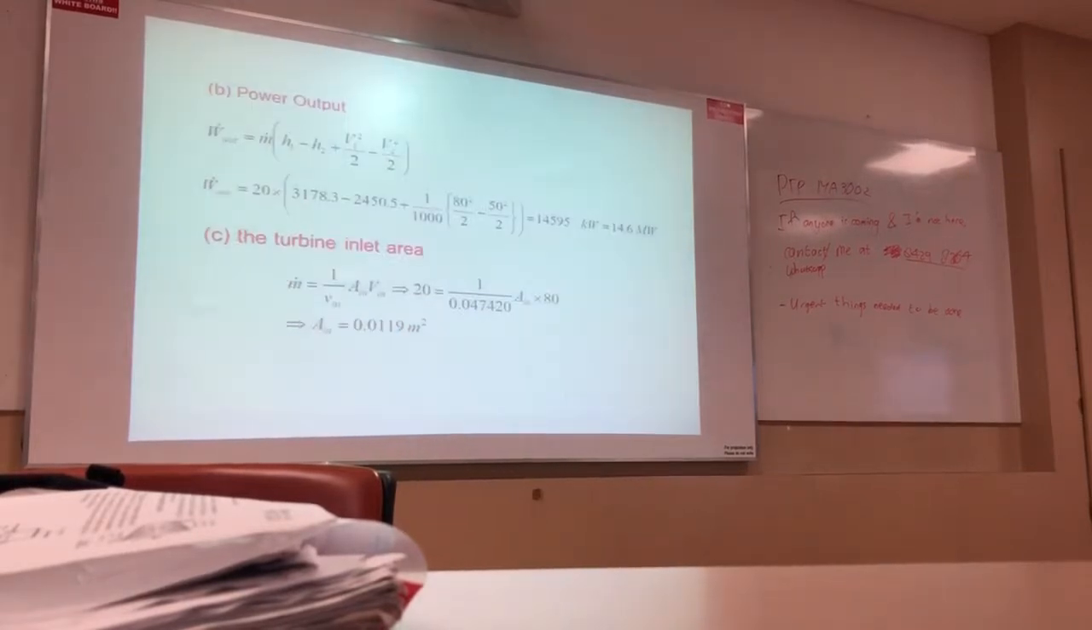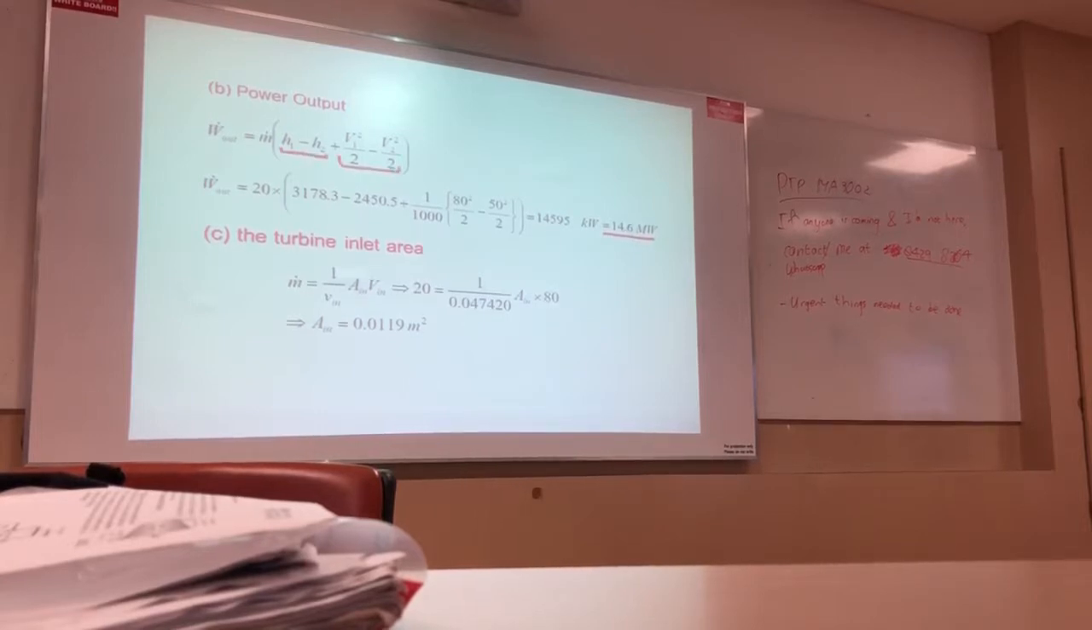Now I am going to substitute the number. Then I can find W output is equivalent to 14.6 megawatt. So this is change in enthalpy, change in kinetic energy. This indicates change in enthalpy, change in kinetic energy. This is for unit balance, 1 by 1000 for unit balance. Then you plug in this value, then you can get the answer.